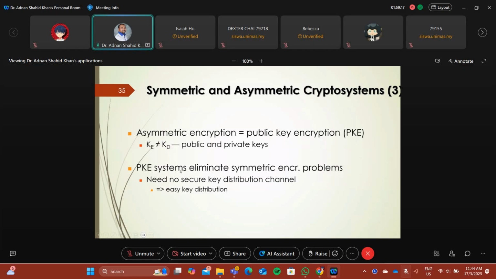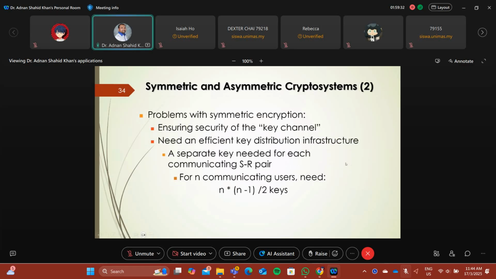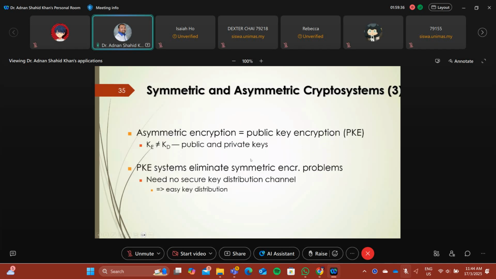Public key encryption eliminates the symmetric key encryption problem. No need for a secure key distribution channel, easy key distribution. Even if we have only 2 keys, no need to have so many keys. Here, for n communications, the user needs so many keys, but here we have only 2 keys.